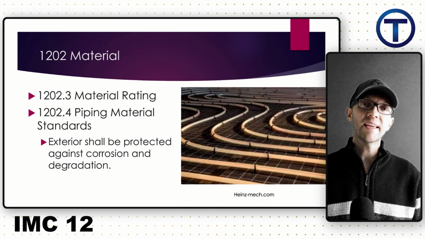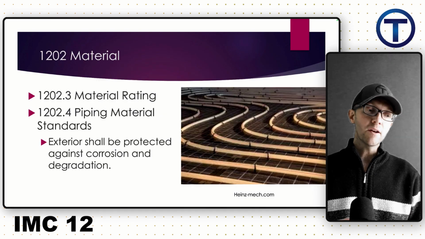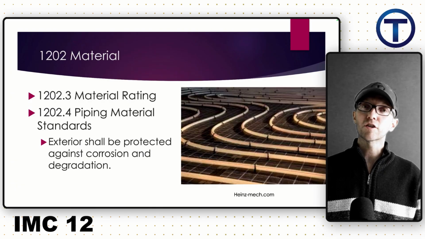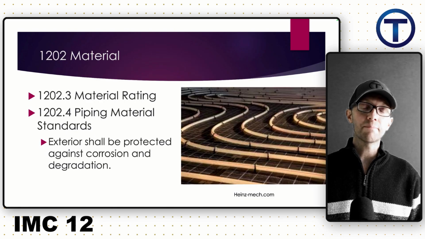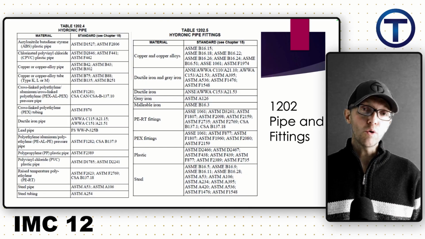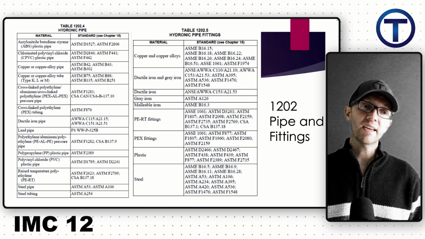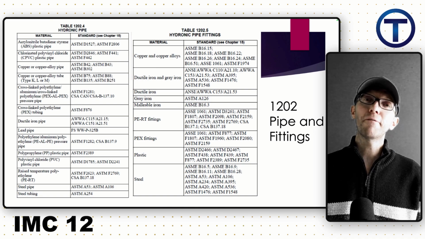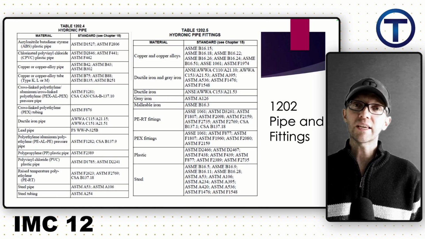1202.4 gives us a number of tables that we can look at for specific standards on certain pipes. But it also states that the exterior of these materials or pipes shall be protected against corrosion and degradation. We don't want the system being eaten from the outside because it's passing through concrete and it didn't get sleeved or something like that. Table 1202.4 gives us hydronic pipe standards, listing out the types of pipe and the standards that they should meet. Table 1202.5 gives us the hydronic pipe fittings standards, including different materials that could be used and the standards those fittings would have to meet.